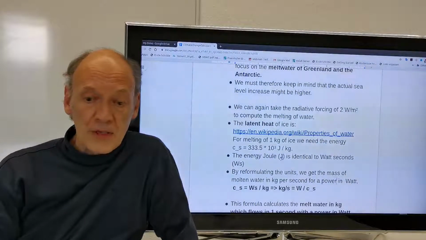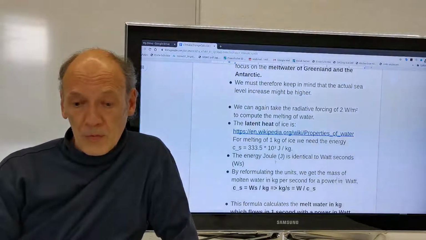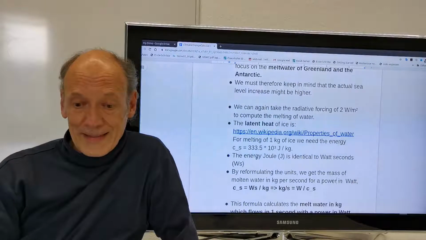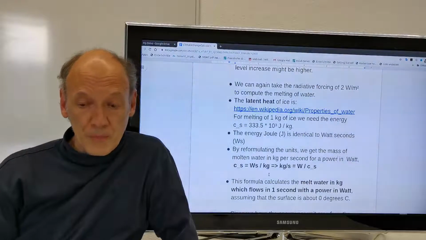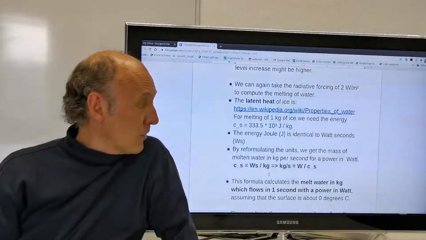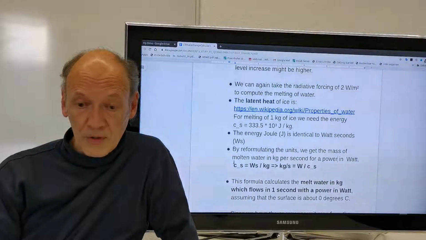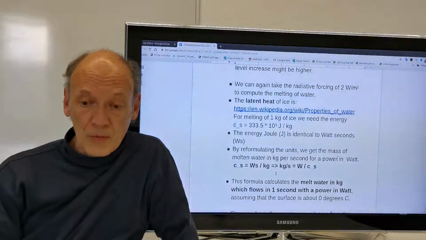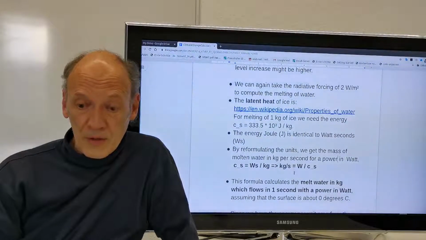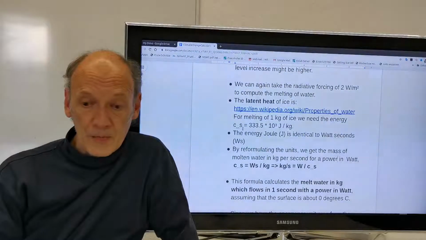Yeah, and we know that the energy in joules is identical to watt seconds. So now we can take this latent heat, take the units, and obtain a formula for the amount of meltwater that we get for a certain energy. So here we see our latent heat is watt seconds divided by kilogram, and now we can bring kilogram to the other side, and also seconds. So then we have kilogram per second equals watt divided by the latent heat, right? This is our latent heat.